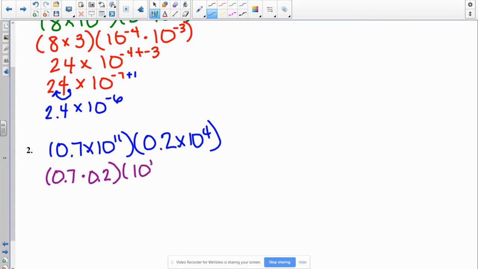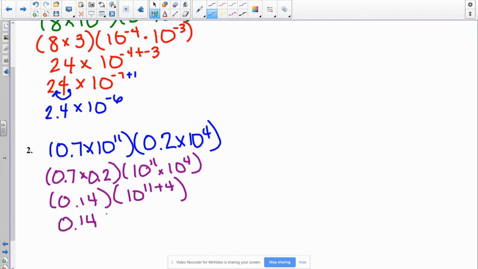And put the exponents together. We'll make that multiplication. And so then we take 7/10 times 2/10. That is 14 hundredths. I'm going to add these exponents because they have the same base of 10. So we have 0.14 times 10. And when we add 11 plus 4, that becomes 15.